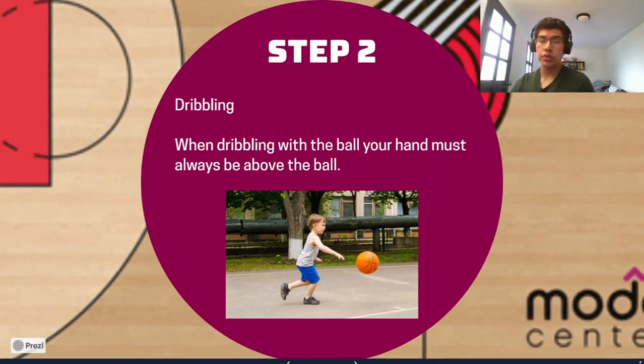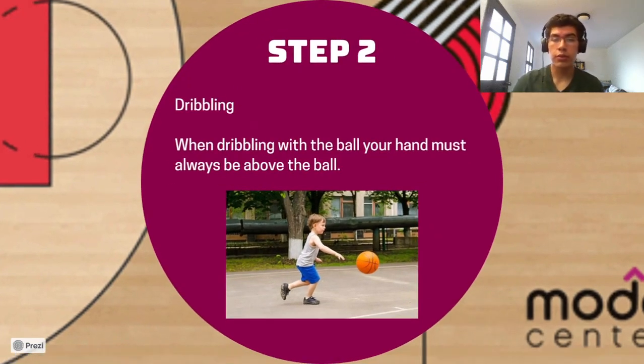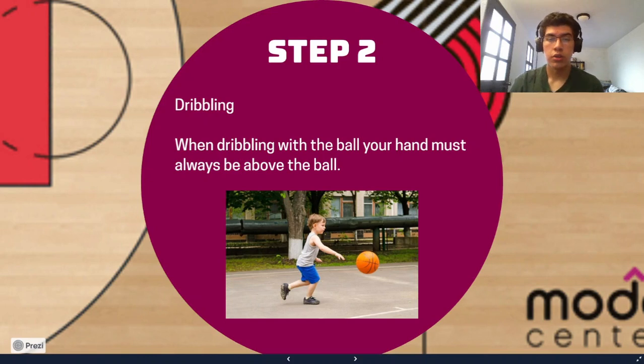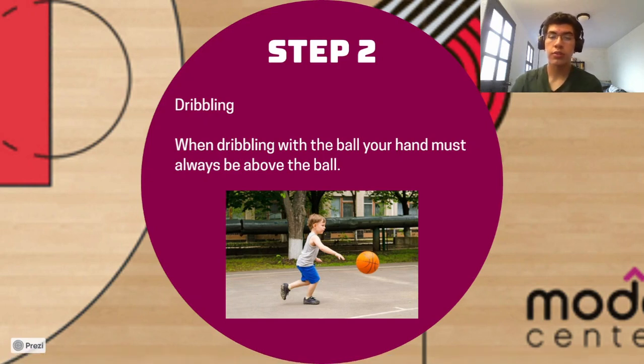Step 2 is dribbling. When dribbling with the ball, your hand must always be above the ball, never below it, because if you put your hand under the ball and dribble, it will be marked as a foul. The correct way is the next.